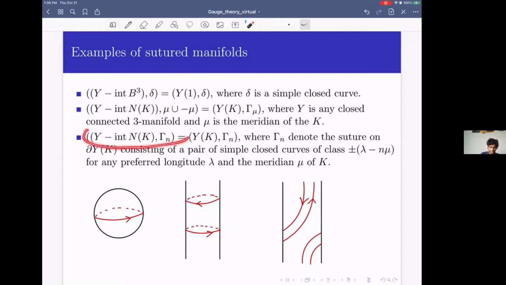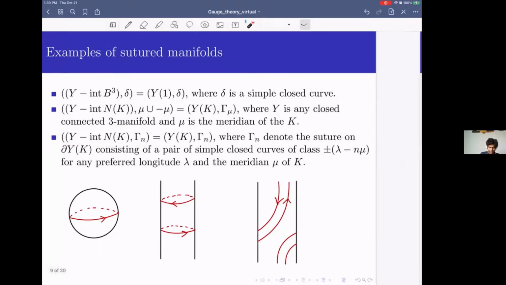What this third example is saying is that there is nothing special about the infinity-sloped curve, which is the meridian. If you have any preferred longitude λ of the knot, then you can look at the curves of slope λ + nμ, which we call the slope n curve on the torus. Such curves are also going to split it into two annuli. So this will give us an infinite family of balanced sutured manifolds.